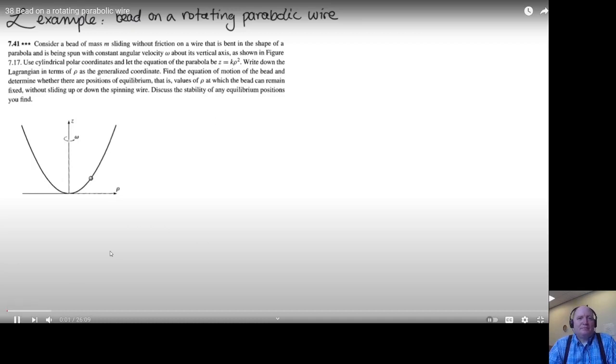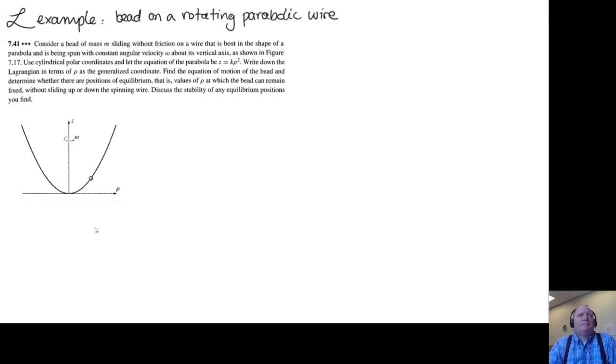Hello again, physics friends. I'm going to work through a specific example from the textbook in which we can practice writing and using the Lagrangian, and also thinking about stability and positions of equilibrium in that system. Okay, so the problem is as follows.